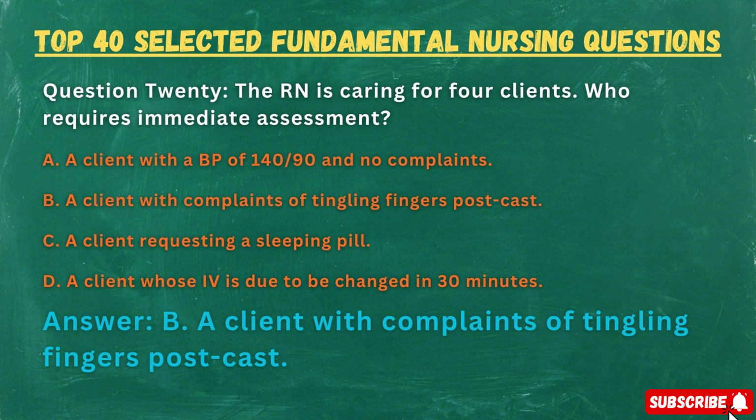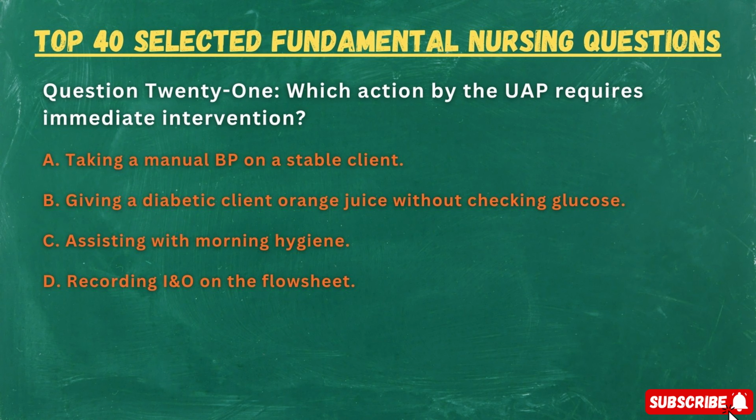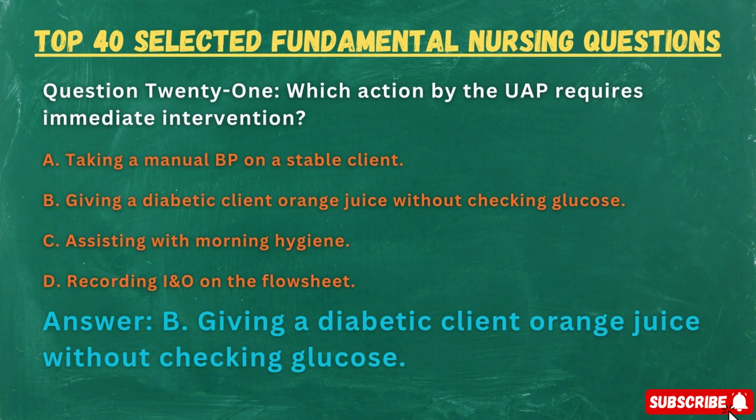Answer. B. A client with complaints of tingling fingers post-cast. Question 21. Which action by the UAP requires immediate intervention? A. Taking a manual BP on a stable client. B. Giving a diabetic client orange juice without checking glucose. C. Assisting with morning hygiene. D. Recording I&O on the flow sheet. Answer. B. Giving a diabetic client orange juice without checking glucose.